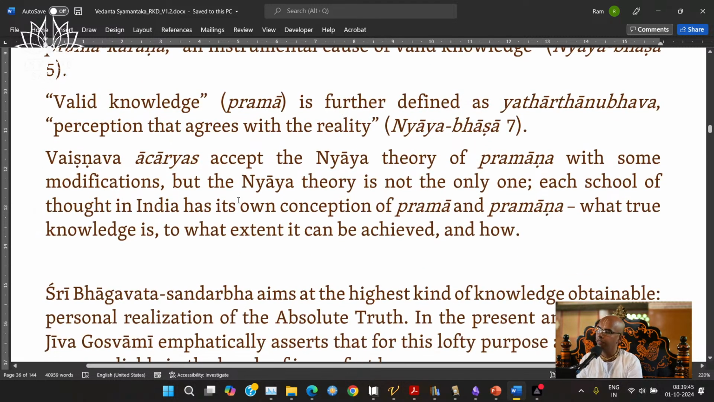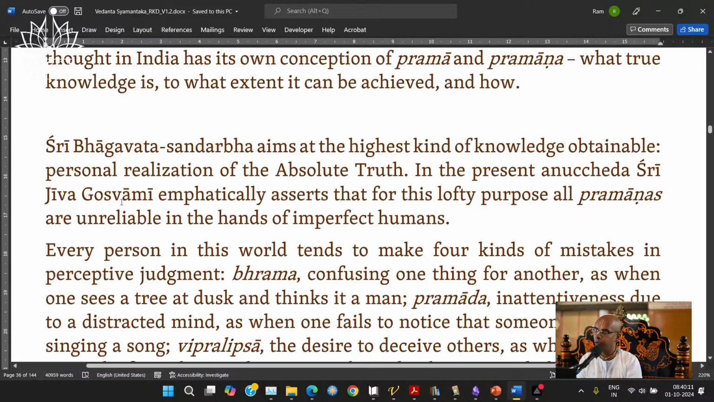Each school of thought in India means basically the 6 schools of thought that we discussed in last class. We have Nyaya, Vaisheshika, Patanjali's Yoga, then the atheist Kapila's Sankhya philosophy, then Uttar Mimamsa and Purva Mimamsa. All of them have their own understanding of Prama or Pramana. Prama means valid knowledge. Pramana means the instrumental cause through which we can get valid knowledge.